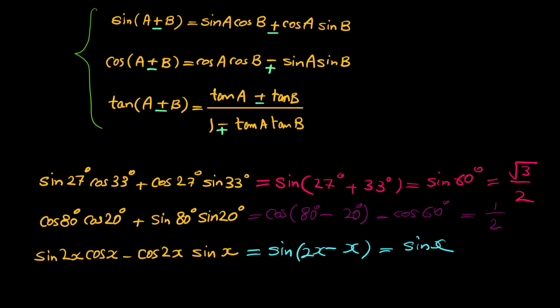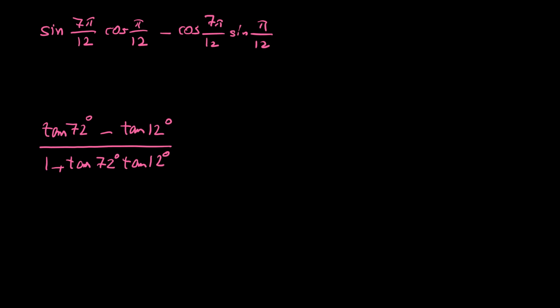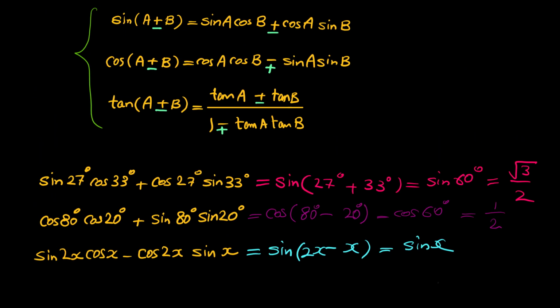Let me show you more examples. Look at this first example. Sine of 7 pi over 12 cosine pi over 12 minus cosine 7 pi over 12 sine of pi over 12. This is again related to the sine function, because as you can see, these are different trig functions, sine, cosine. If it was cosine, cosine, then it is related to cosine. But this is sine, cosine, so it is related to the first identity, this identity here.